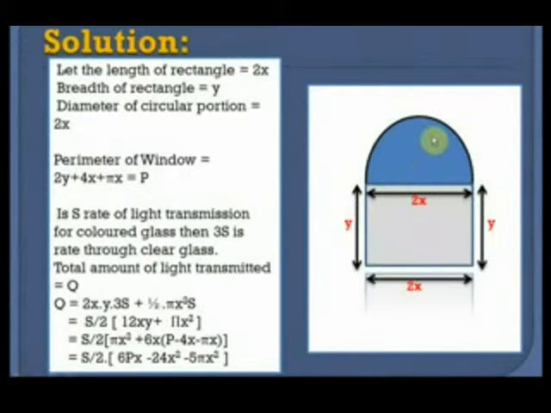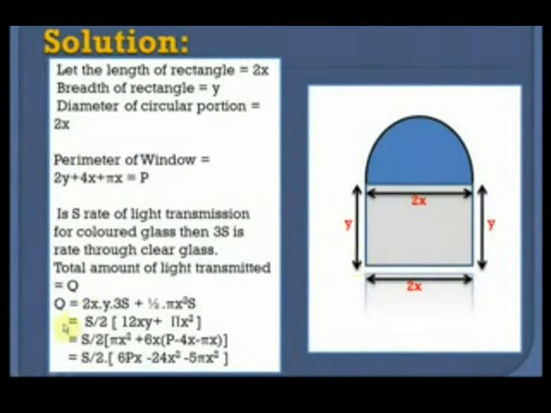Now the perimeter of the window would be 2y plus 4x plus pi x, and let us say that this is equal to p. So the perimeter of window p is equal to 2y plus 4x plus pi x. Now if we say that the rate of light transmission for the colored glass is s, then through the clear glass it would be equal to 3s. Thus if we say that Q is the total amount of light transmitted through this entire window, then Q would be equal to the area of this rectangle into the light transmission rate plus the area of the semicircular portion into the light transmission rate for this portion.